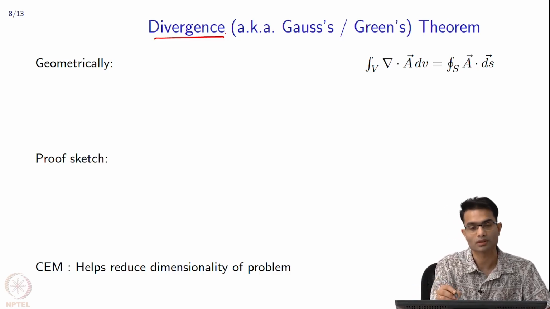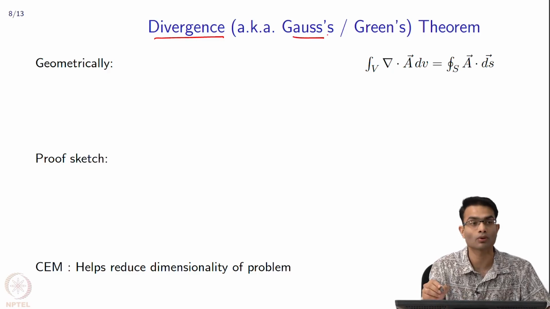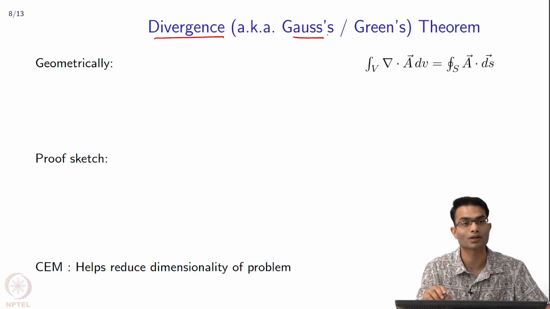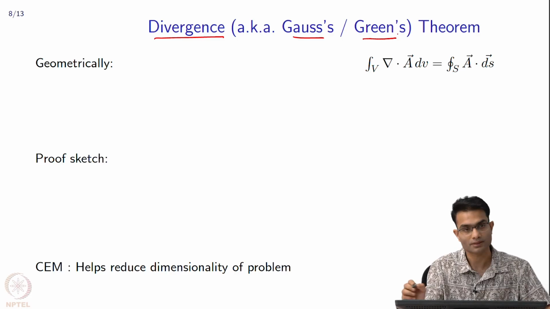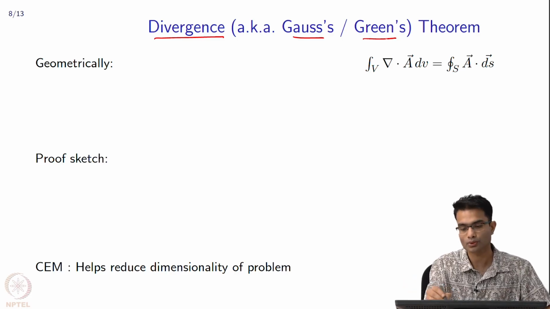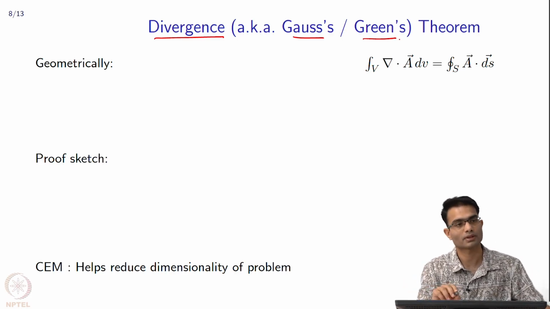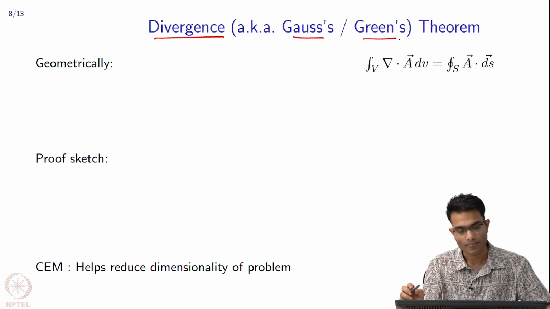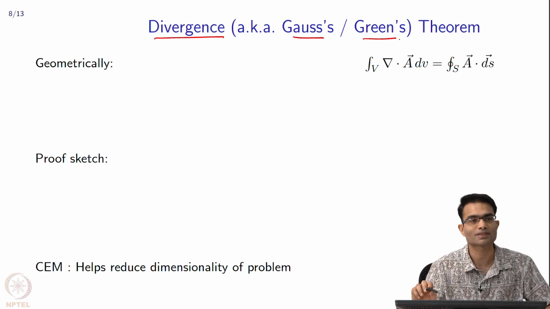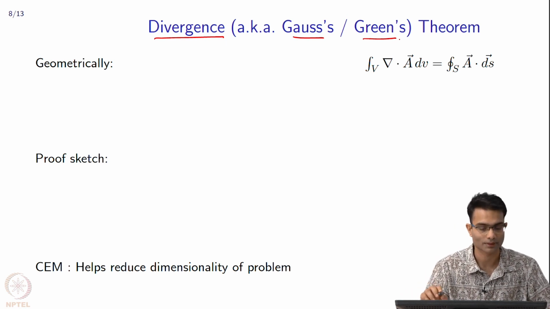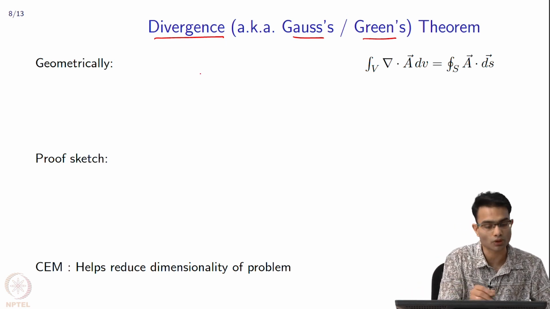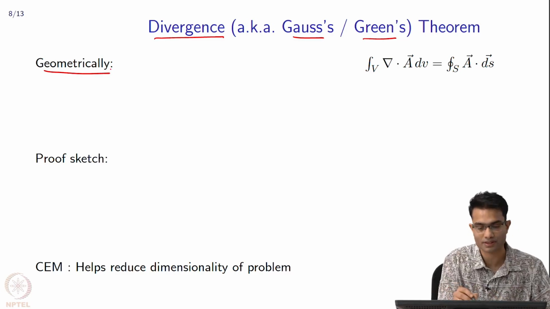We have also studied the same theorem as Gauss's theorem, or in electrostatics called Gauss's law. It is also called Green's theorem. Okay. Both Gauss and Green are names of famous, very old scientists. So, to explain this, let us first give an intuitive geometrical interpretation of what this divergence theorem is.